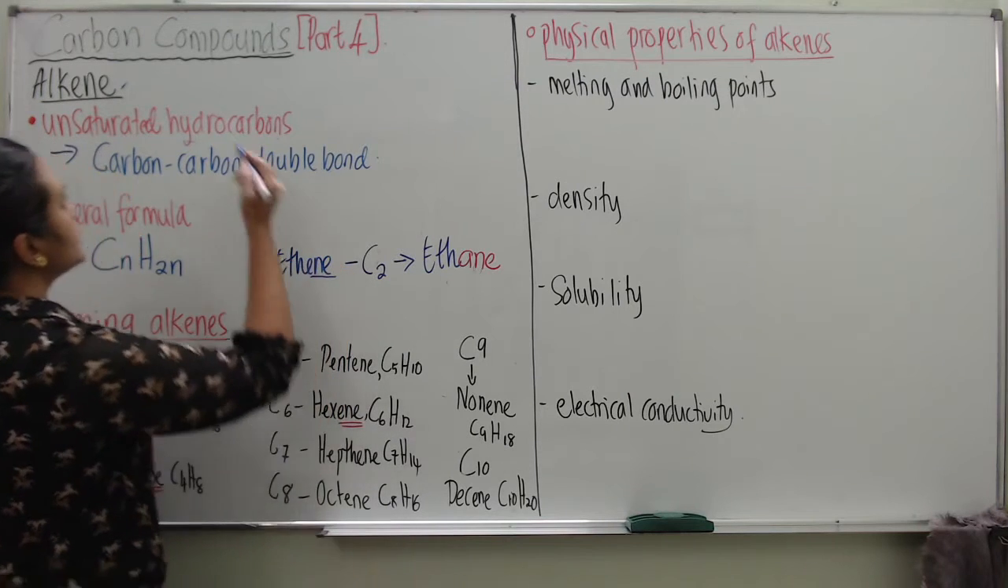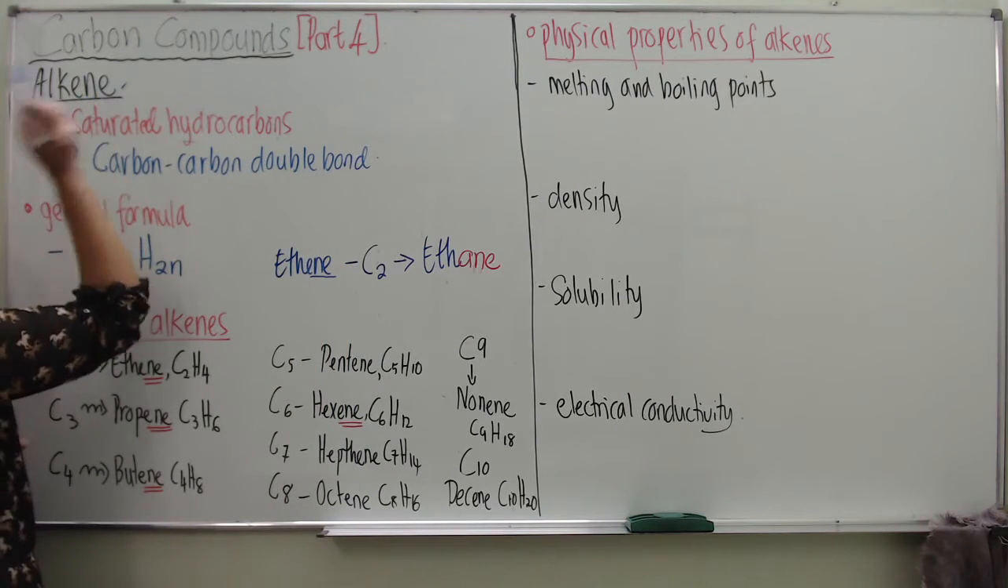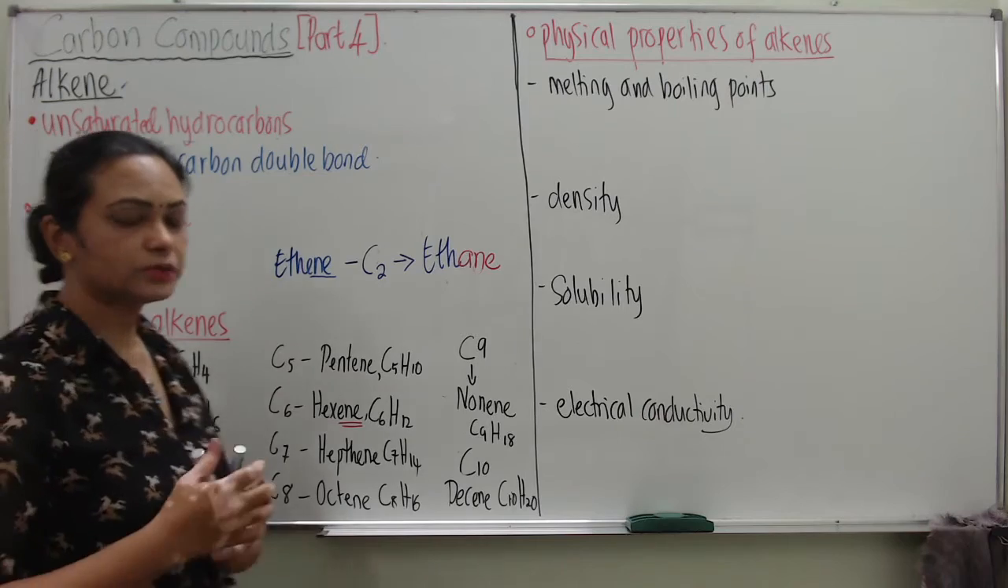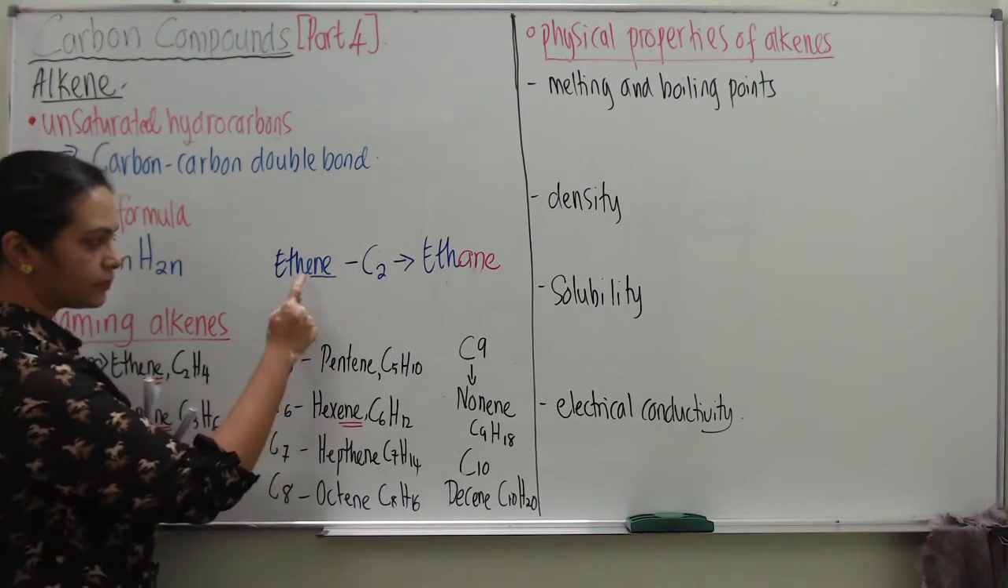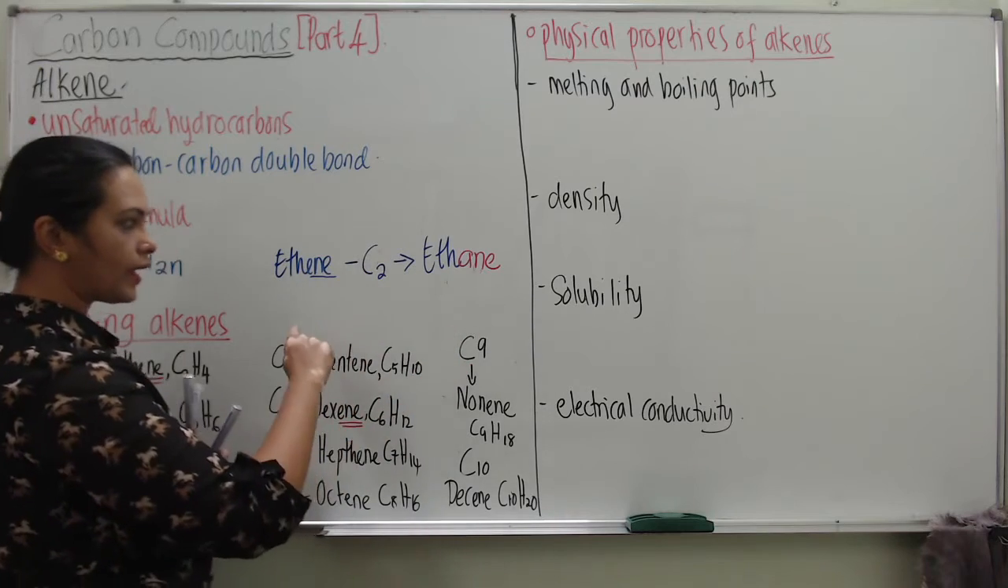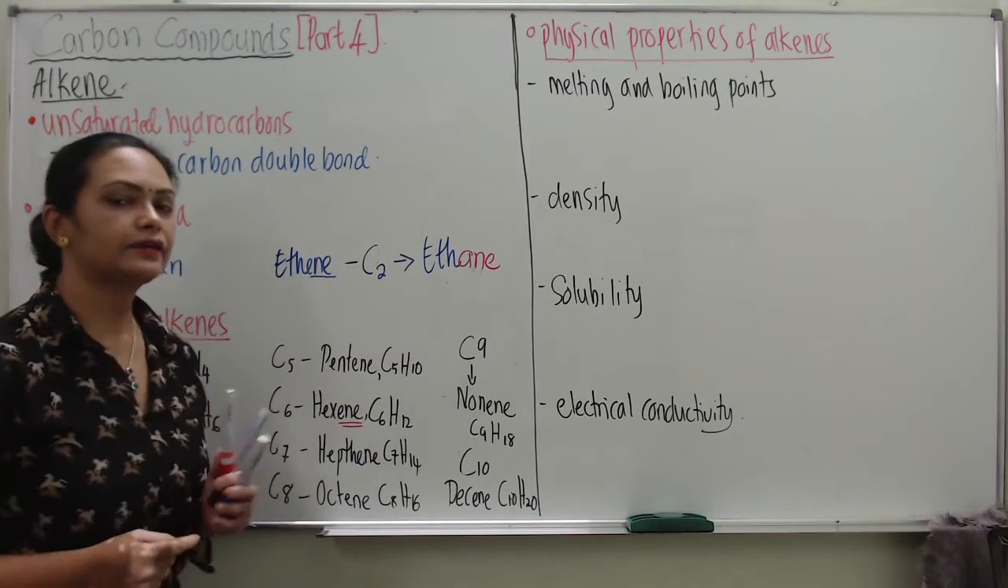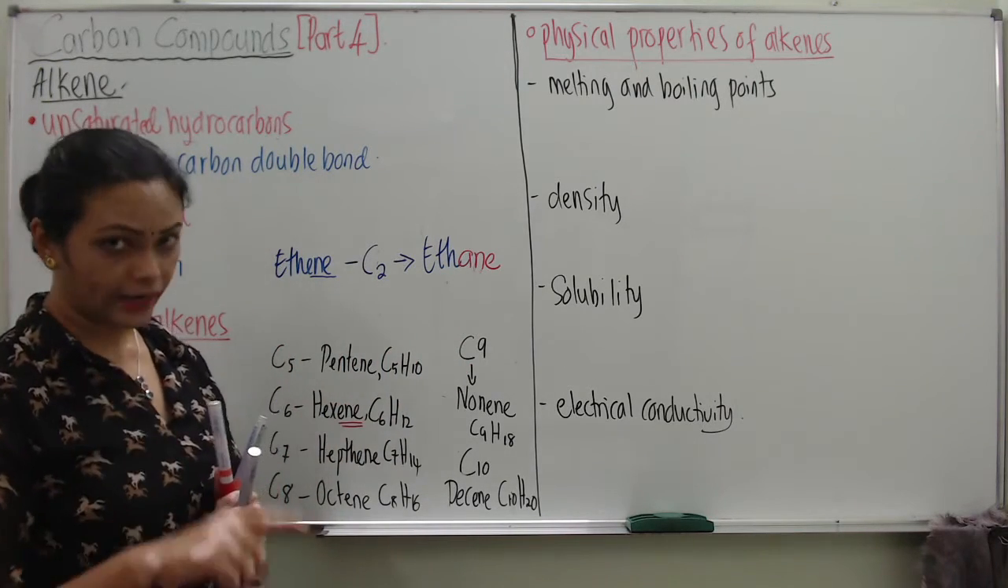Why? Because E and E. So this is how you know. Just by knowing the prefix and the last three alphabets, whether E and E or A and E, you can identify whether it's an alkene or alkane.